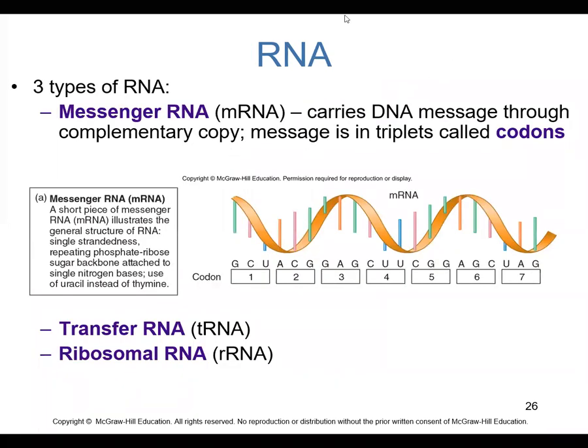Messenger RNA, probably the one that most people know about. This one here is carrying the information from DNA. All right, and it's in those codes, those triplet codes called the codon. So there's 1 codon, 2, there's the 3 base pairs for it, 3 base pairs for that one, and so forth. Again, it copies DNA, so it transcribes it and makes a single-stranded copy.